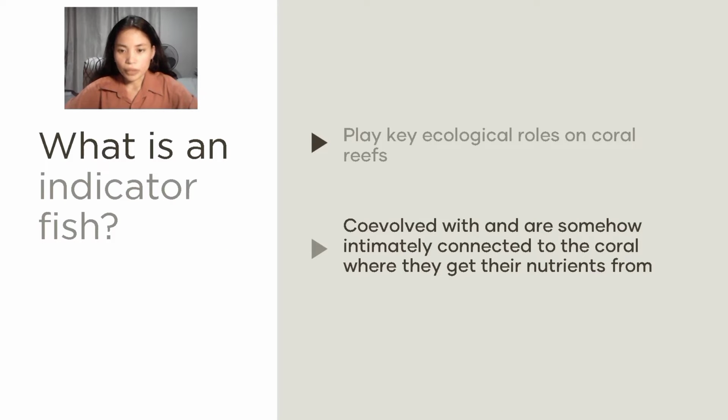Reef fish play an essential role in the community dynamics of coral reefs. We can tell that a reef is healthy when it has intact fish populations along with trophic linkages. These fishes are referred to as indicator fishes, as they have co-evolved with and are somehow intimately related to the corals in which they get their nutrients from. In short, they serve as a measure of the environmental conditions that occur in a specific location.